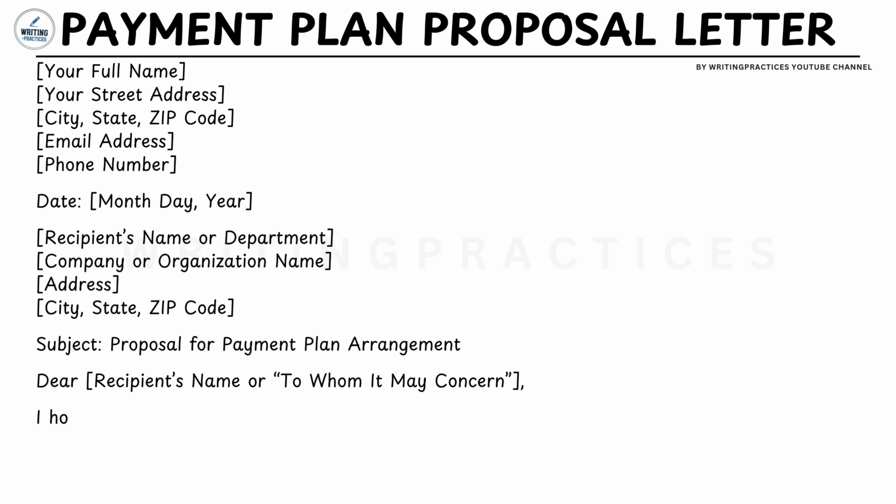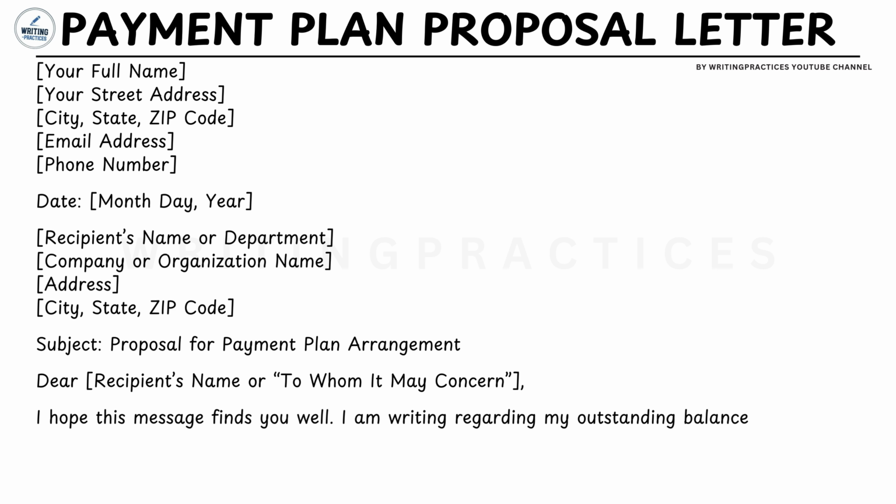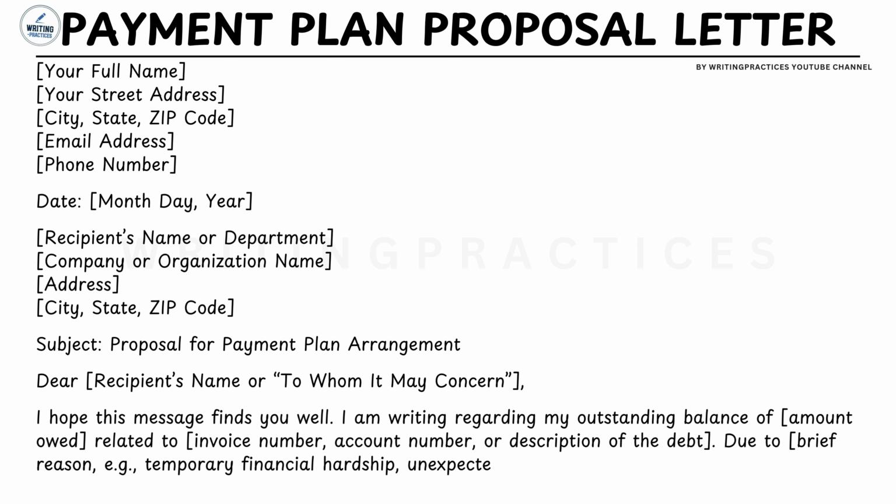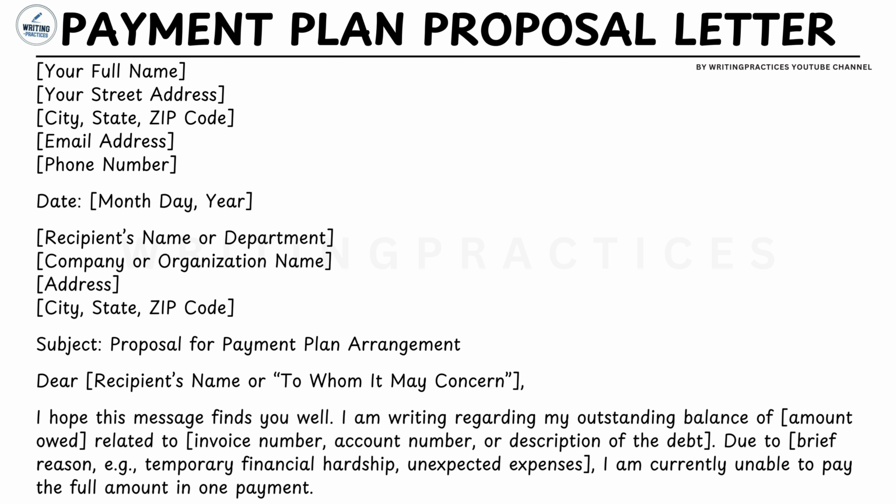Opening paragraph, stating the issue. In the opening paragraph, clearly state the purpose of your letter and provide context regarding your financial situation. Example: I hope this message finds you well. I am writing regarding my outstanding balance of amount owed related to invoice number, account number, or description of the debt. Due to brief reason, such as temporary financial hardship, unexpected expenses, I am currently unable to pay the full amount in one payment. This paragraph sets the stage for your proposal. Be honest and concise about your circumstances, as transparency fosters trust and understanding.